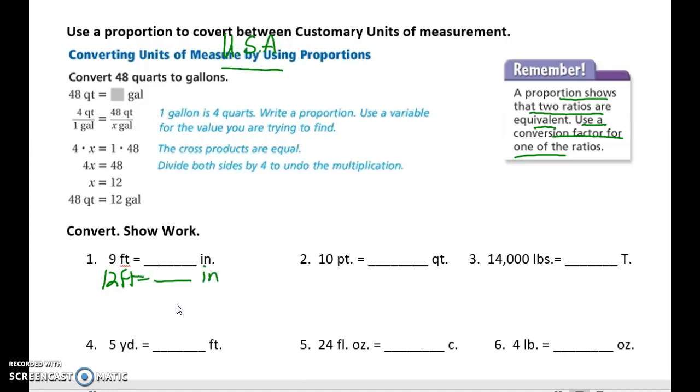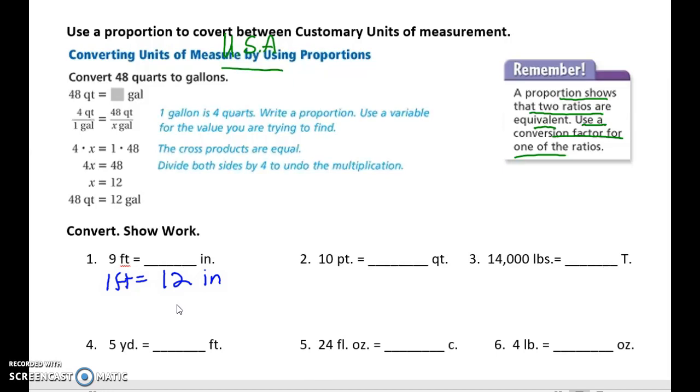I want you to write underneath it, 12 feet equals blank inches. Or sorry, I don't need blank inches. I know how many inches. 12 feet? I know. Oh man, I'm really struggling here. What I meant to write is 1 foot equals 12 inches. There we go. Now we're tracking.